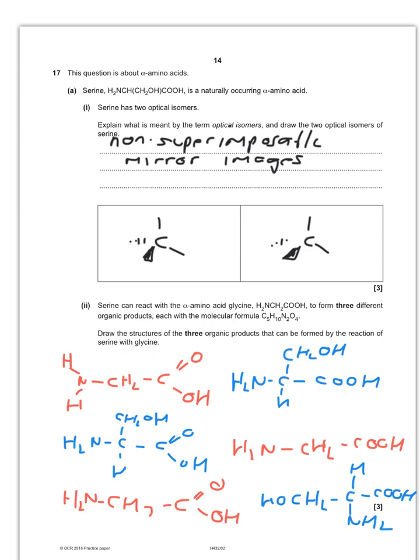So we're going to move on to alpha amino acids now. What is meant by the term optical isomers is where you have two non-superimposable mirror images. And then they want us to draw it. So this is how I would start.